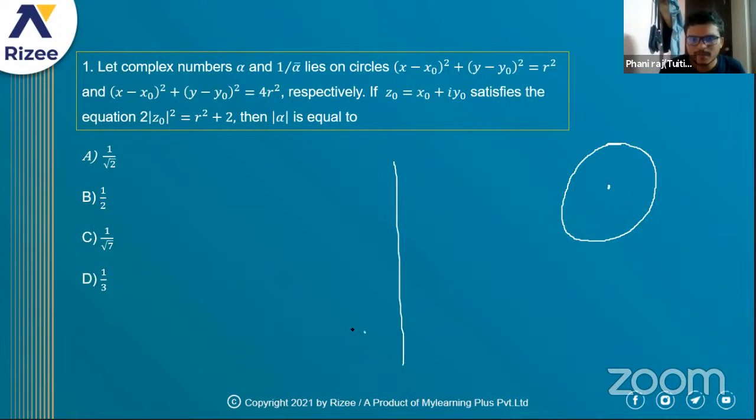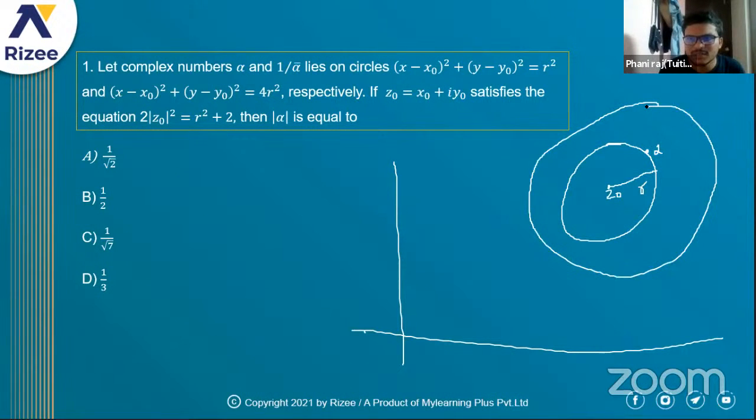Let this be the origin. Let this be z0, and its radius is r. This is the circle on which alpha is lying. Let me draw another circle on which 1 by alpha bar is lying. Okay. Now you see this distance from origin to z0, which is mod z0, is given to be root over r square plus 2 by root 2. Now you see, let's investigate alpha and alpha bar a bit closer.